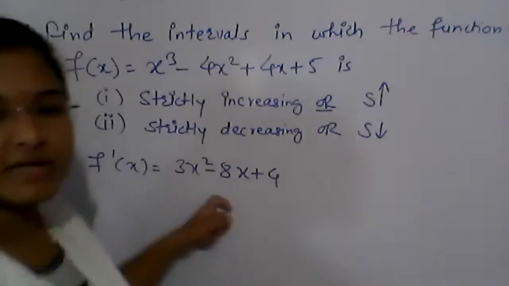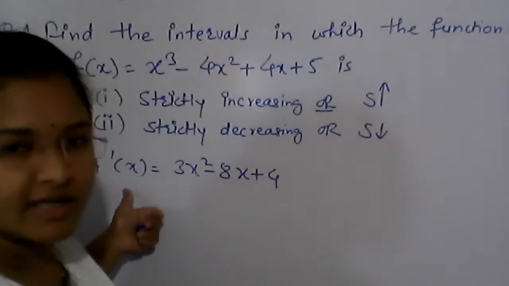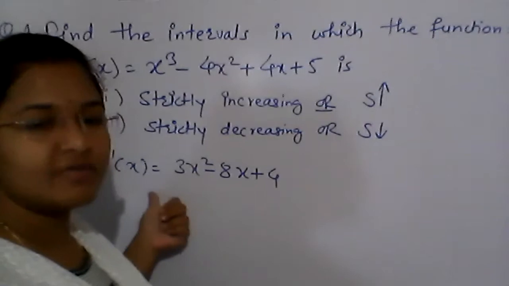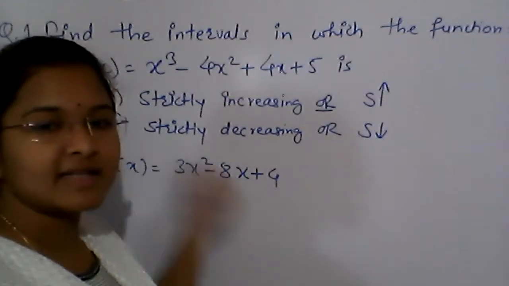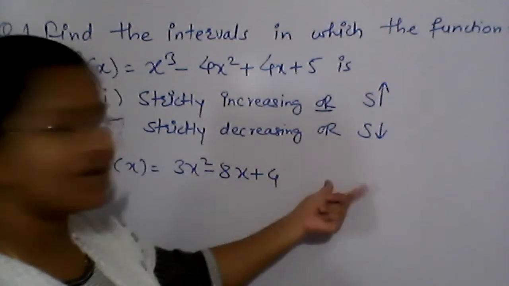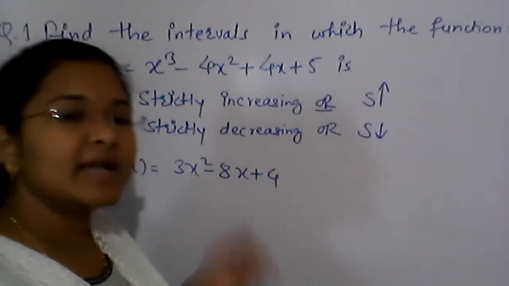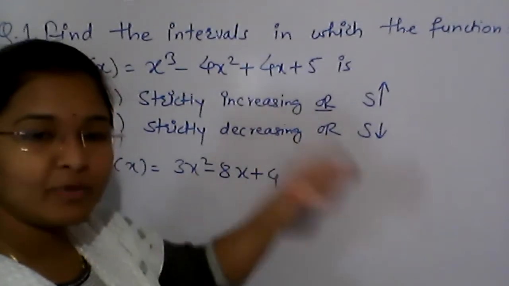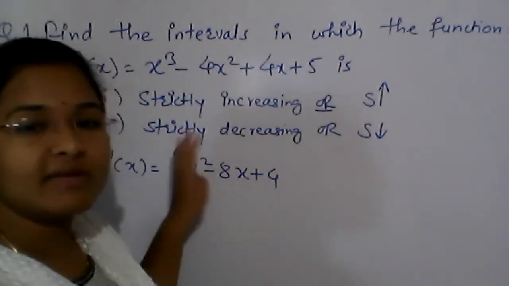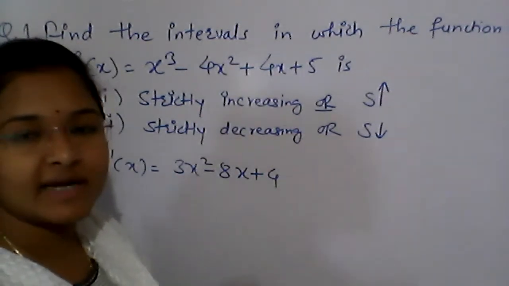Now see students, we have to find the interval here. For finding the interval, we do not need to show f dash x greater than 0 or less than 0. When we solved the problems where we showed f dash x greater than 0 or less than 0, we proved the function is strictly increasing or strictly decreasing. But here it is already given: if the function is strictly increasing, then its derivative is strictly greater than 0.